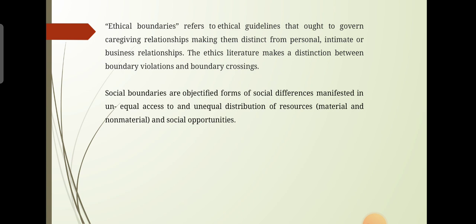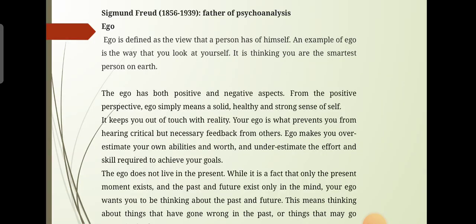So what do we mean by ethical boundaries? It refers to ethical guidelines that ought to govern caregiving relationships, making them distinct from personal, intimate, or business relationships. The ethics literature makes a distinction between boundary violations and boundary crossings. Social boundaries are objectified forms of social differences manifested in unequal access to and unequal distribution of resources and social opportunities. So this is regarding social role clarity and the role boundary.